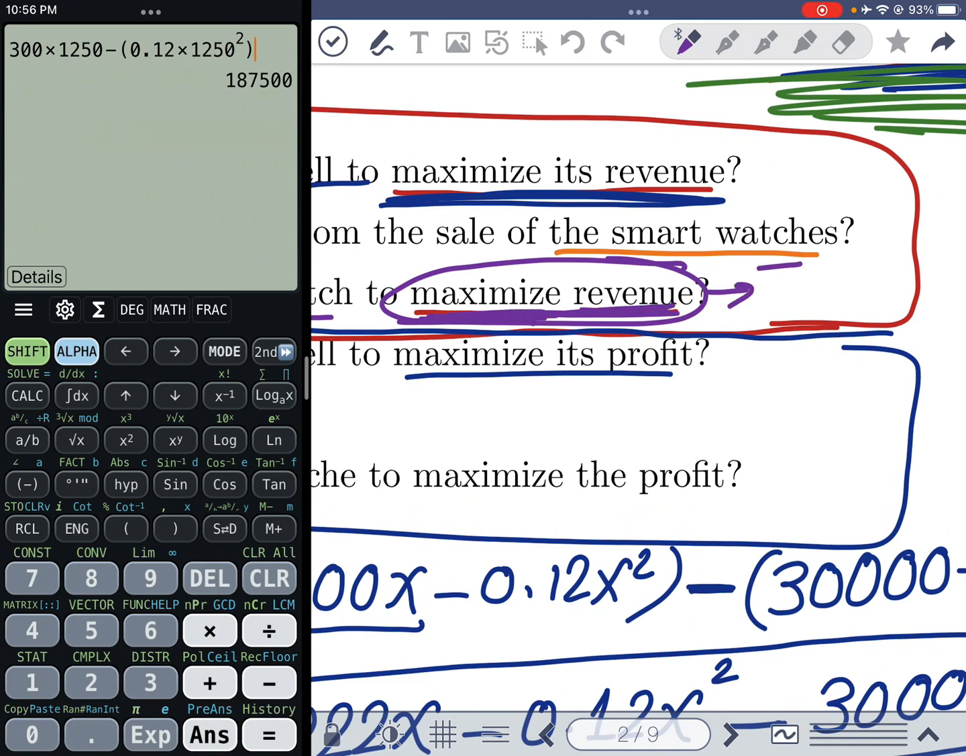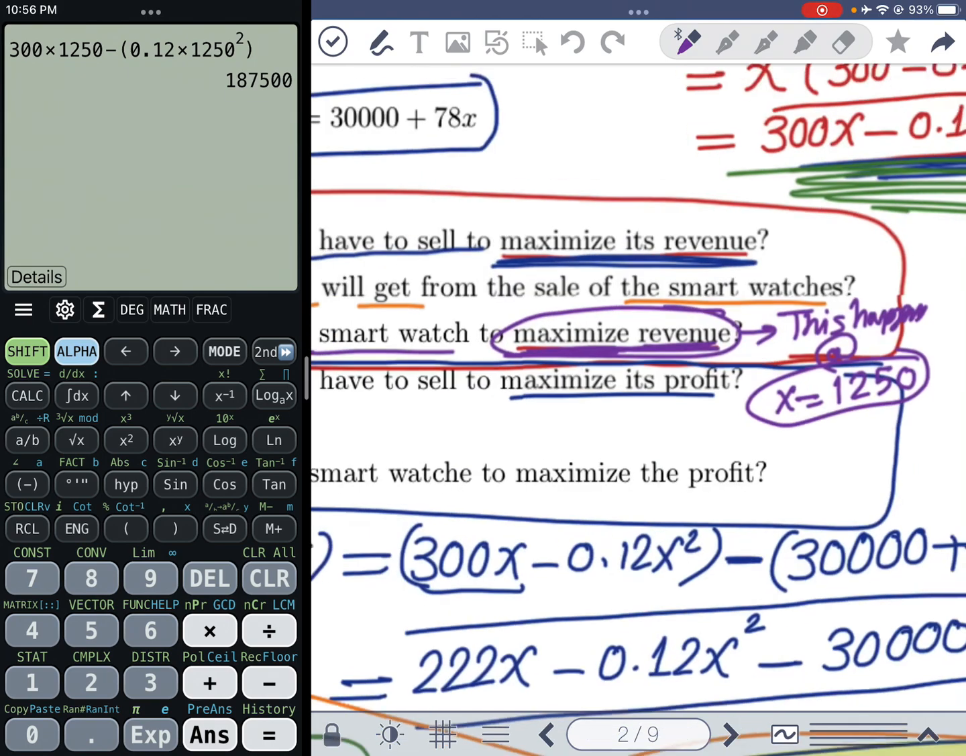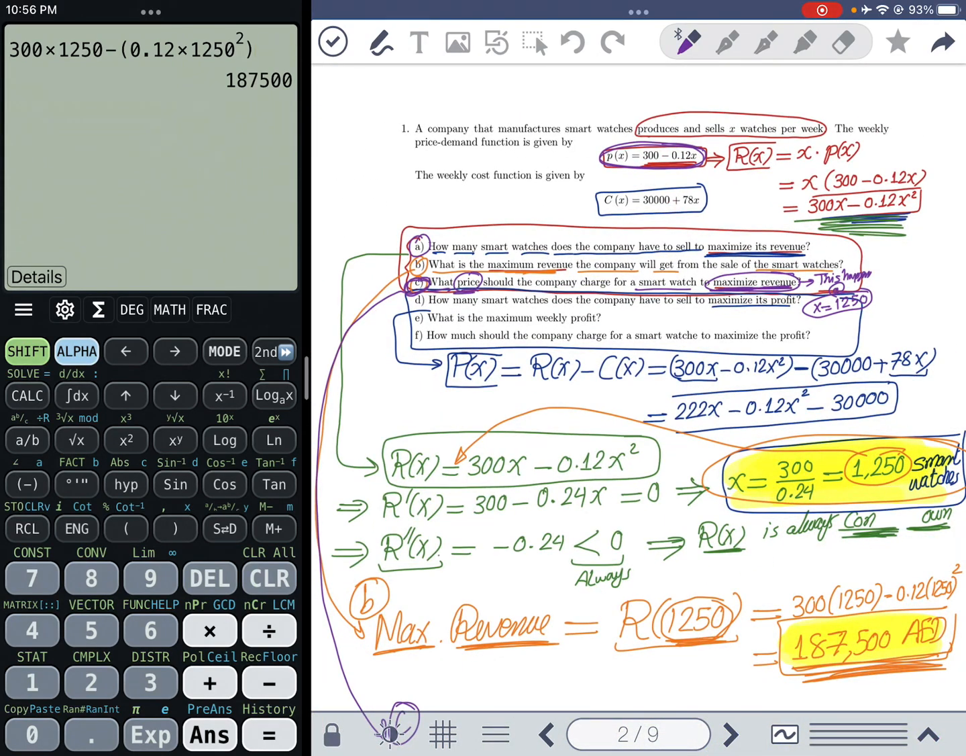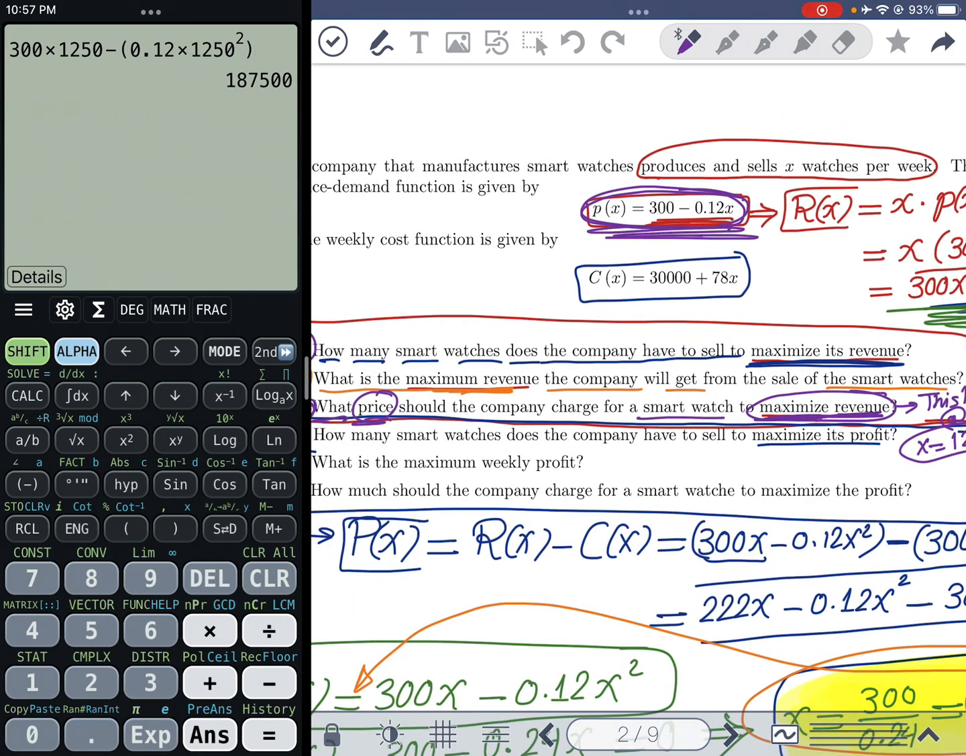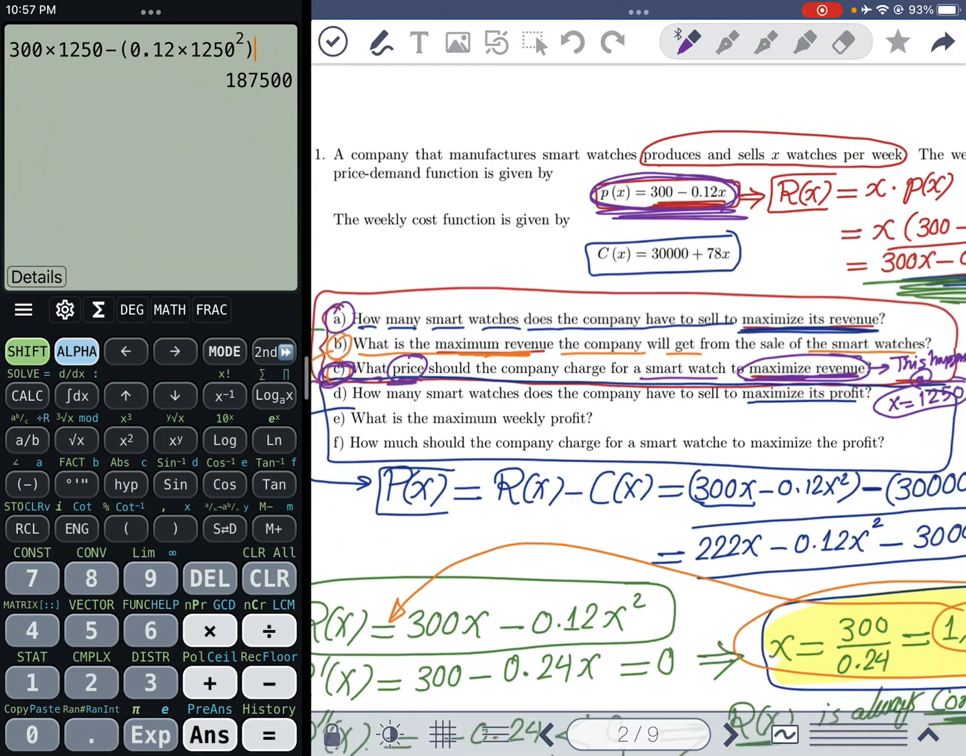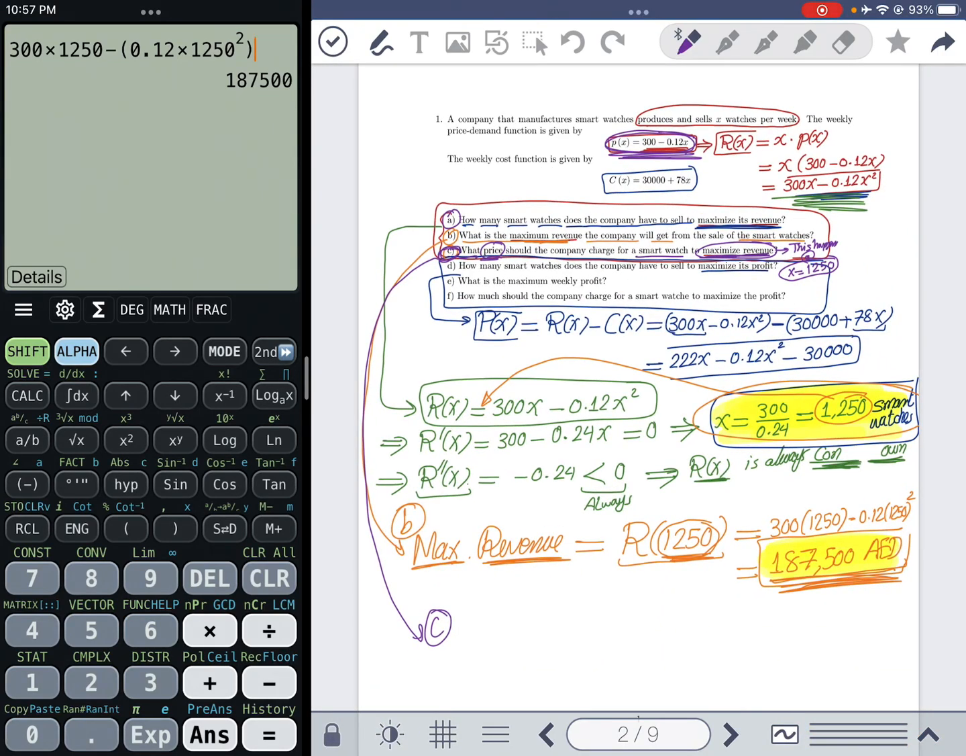We know that this happens at x equal 1,250. This is what we showed in part A. So notice that part A gave you the X at which you get the maximum, and then in parts B and C you just substitute it in the revenue to get the maximum revenue, and now in the price demand function to get the price per smartwatch that the company should charge to maximize the revenue.